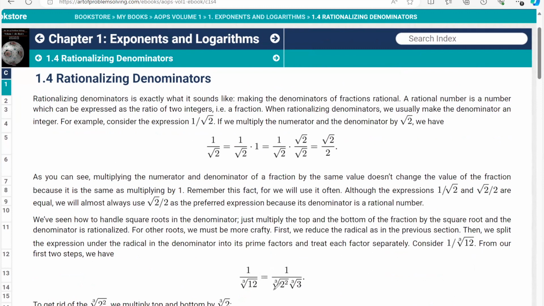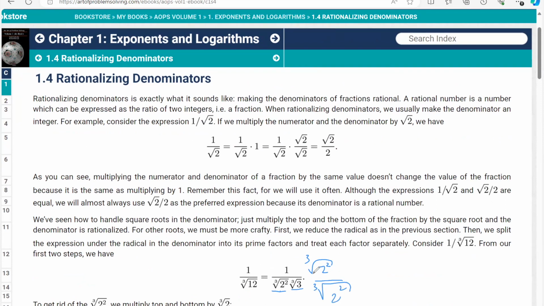One by one, not in one shot, because one shot will be too heavy for us to understand. Let's go step by step, and we'll see how to get it. So I'm going to multiply the top and the bottom by the same number, third root of 2 square and third root of 2 square.